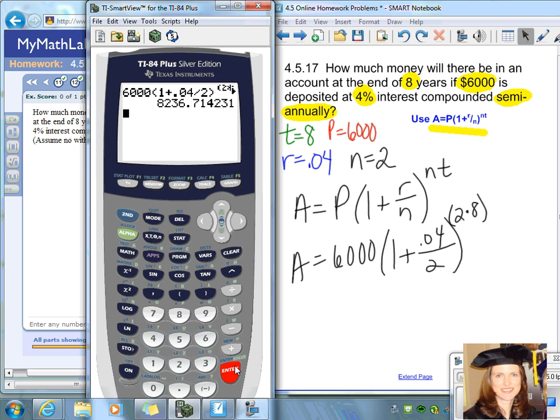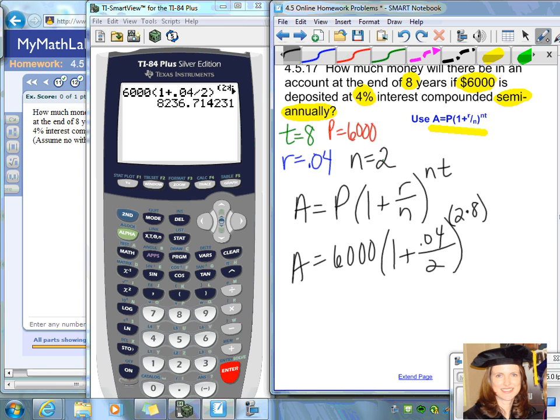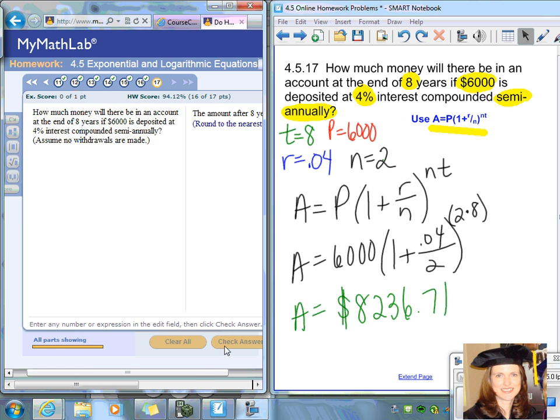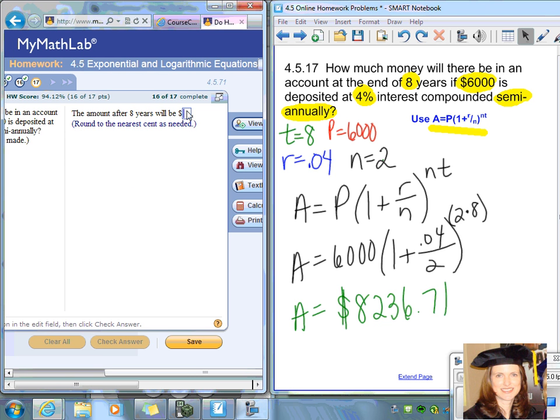So we get that if you deposit $6,000 at 4% compounded semi-annually, at the end of 8 years the amount of money that will be accumulated is $8,236.71. Notice that I round to 2 decimal places because we're talking about money here. Round to the nearest cent. And check your answer.